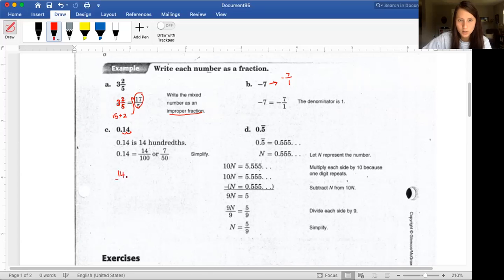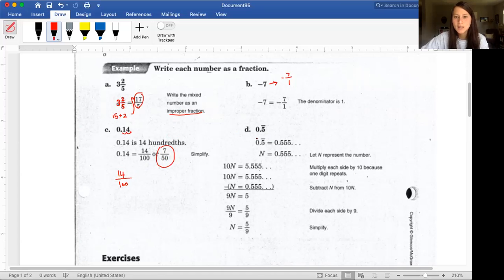So it can be 14 over 100. And then we're going to simplify. So even though your answer is going to be an improper fraction, still make it as simplified as possible. So we're going to simplify this. We can divide everything by 2, and the answer is 7 over 50.